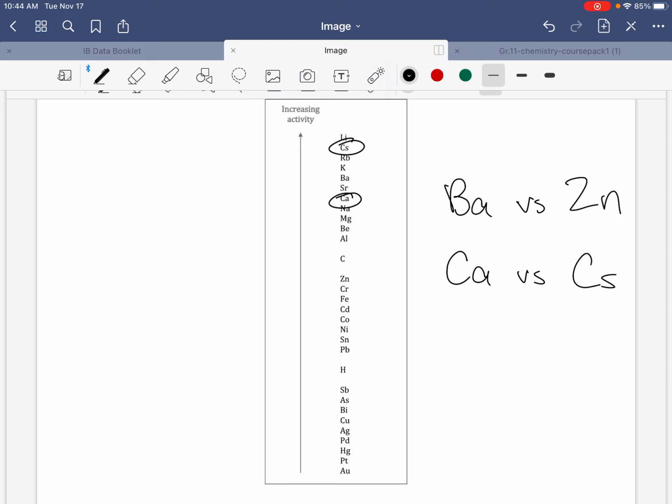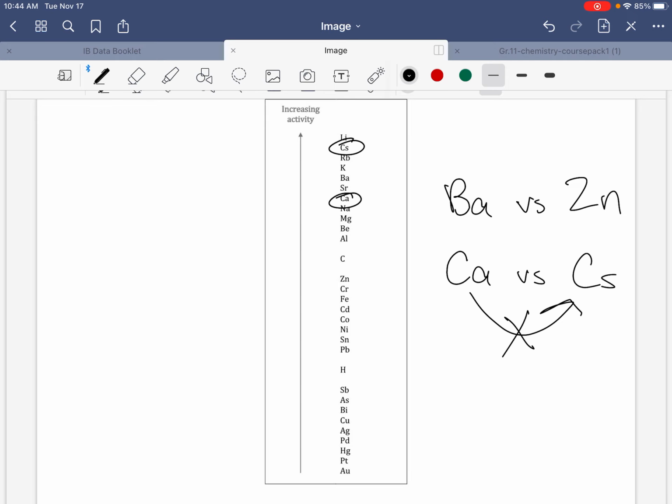In other words, if calcium were to displace cesium, calcium needs to be more reactive. Calcium needs to be more attractive. But in this case, it is not. Not gonna happen. So that's how you read the activity series of metals.